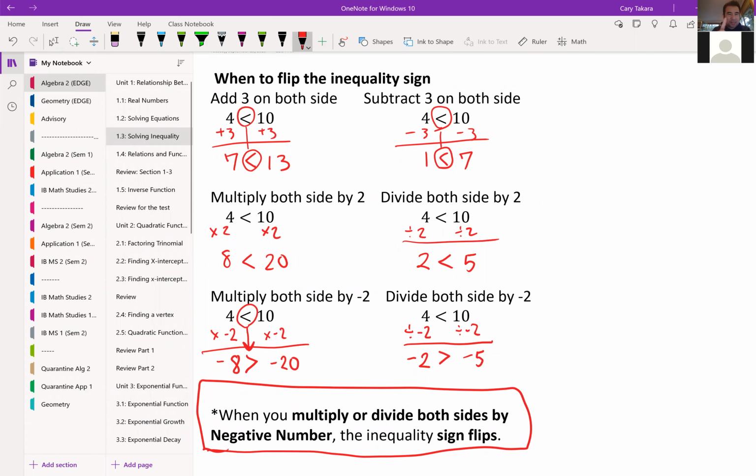I'm going to give you about a minute to catch up on writing. I think it's important that you understand the concept behind why you flip the sign. And this is why. When you multiply or divide by a negative, all of a sudden the left side becomes heavier or more than the right side. So you have to flip the sign.